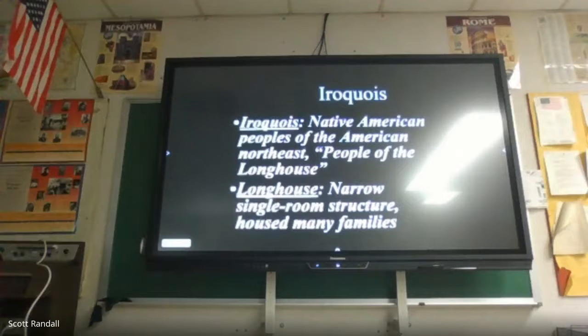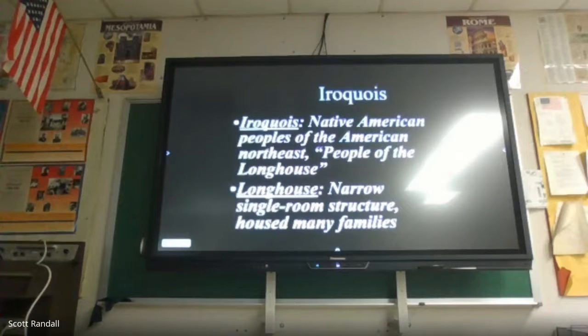Now, like the Anasazi, the name Iroquois was actually given to them by their adversaries, mainly the Huron, who are Algonquin-speaking people. In Algonquin, Iroquois means people of the black adder, or black snake. The Iroquois referred to themselves initially as the Haudenosaunee, which means people of the Longhouse. The Longhouse was a structure very common in these tribal settings. It was basically a single-room structure stretched for a long distance.